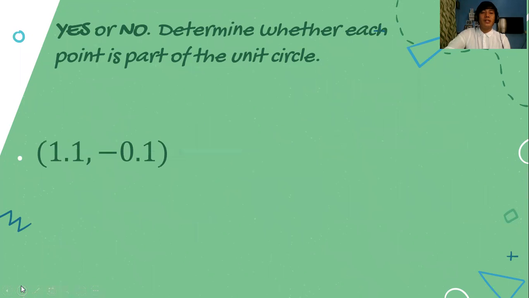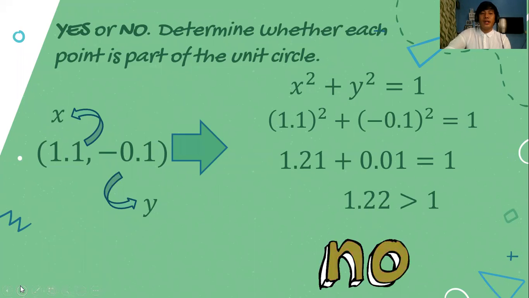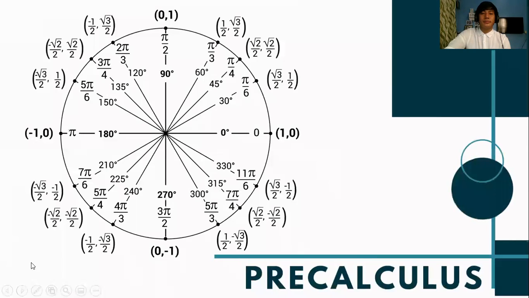Let's have 1.1 and negative 0.1. Our x is 1.1, y is negative 0.1. In the unit circle, this is how it would look like. 1.1 squared plus negative 0.1 squared is equal to 1? 1.21 plus 0.01 is 1.22, and again, it did not equate to 1. So the correct symbol to be used is greater than. So this is not a trigonometric point in a unit circle.